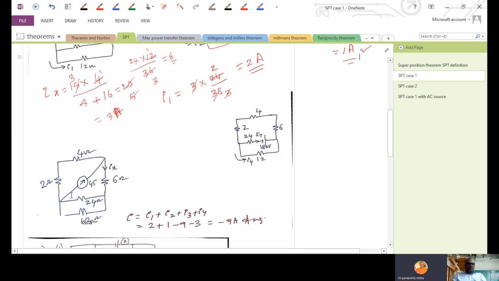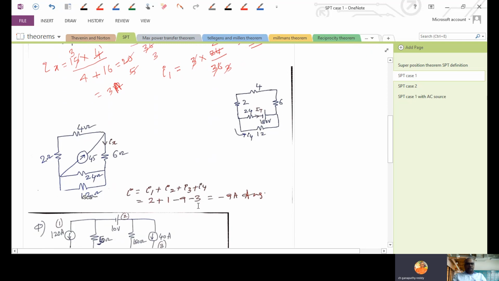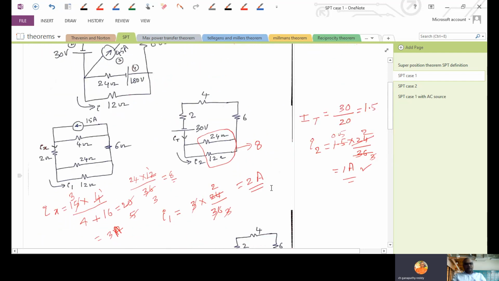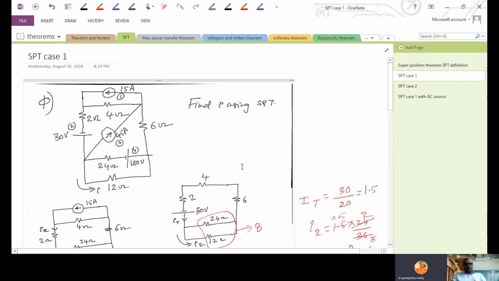Like that, with 45, find I3. Then here find I4. You can do it yourself. The answers I have are 2, 1, minus 9 and minus 3. So add them, you get minus 9. So minus 9 is the answer. It is a little big because of 4 sources.